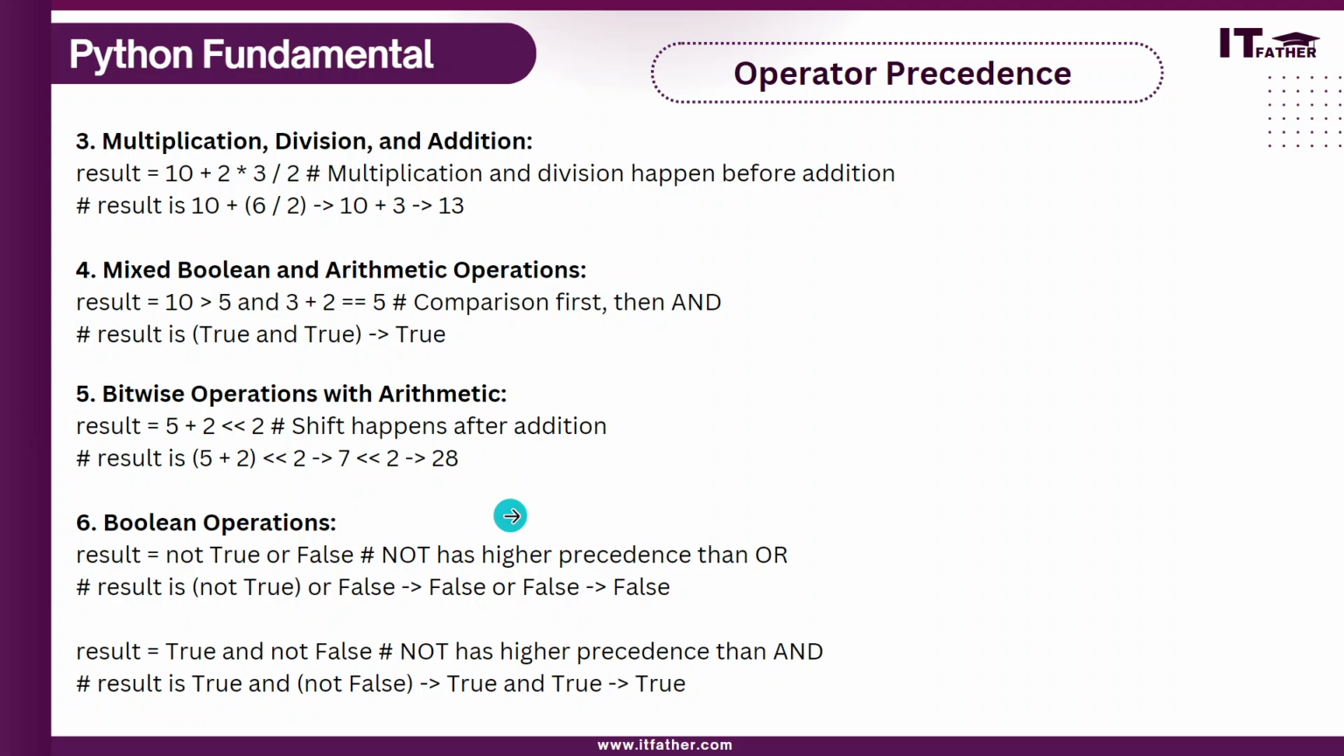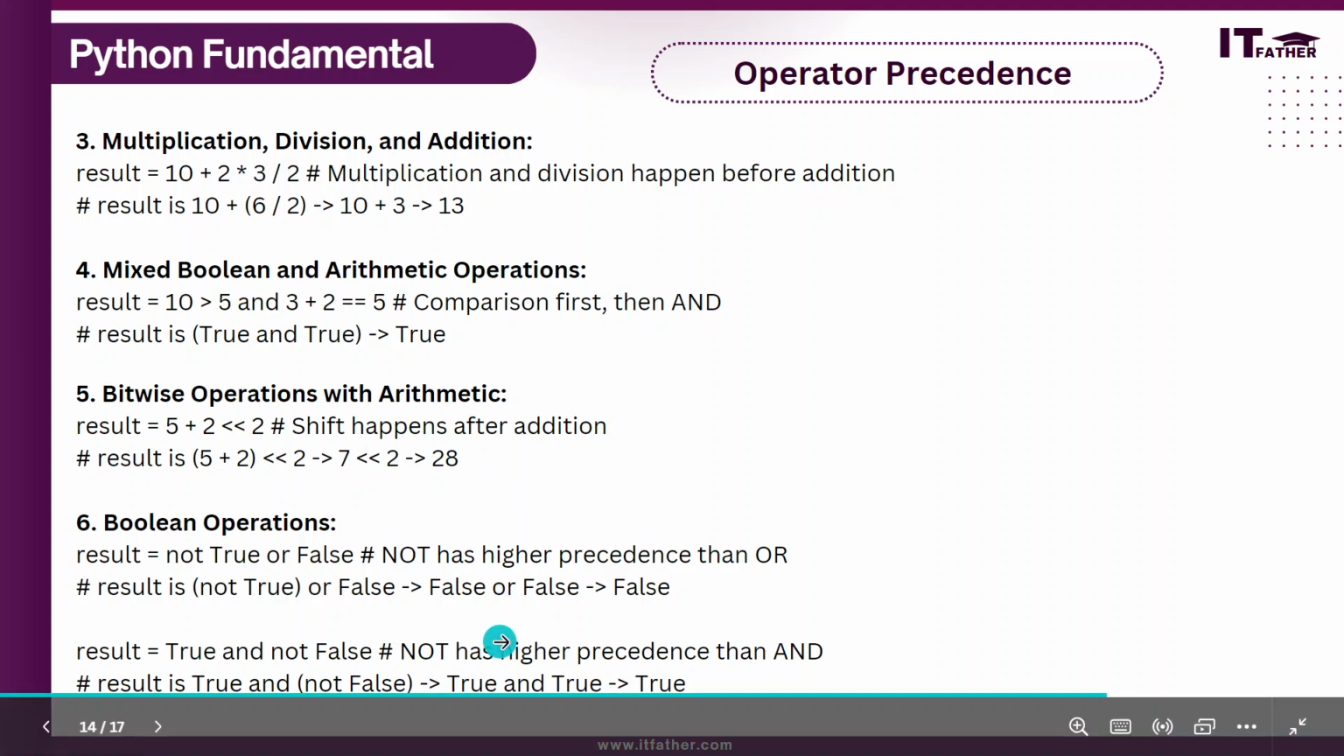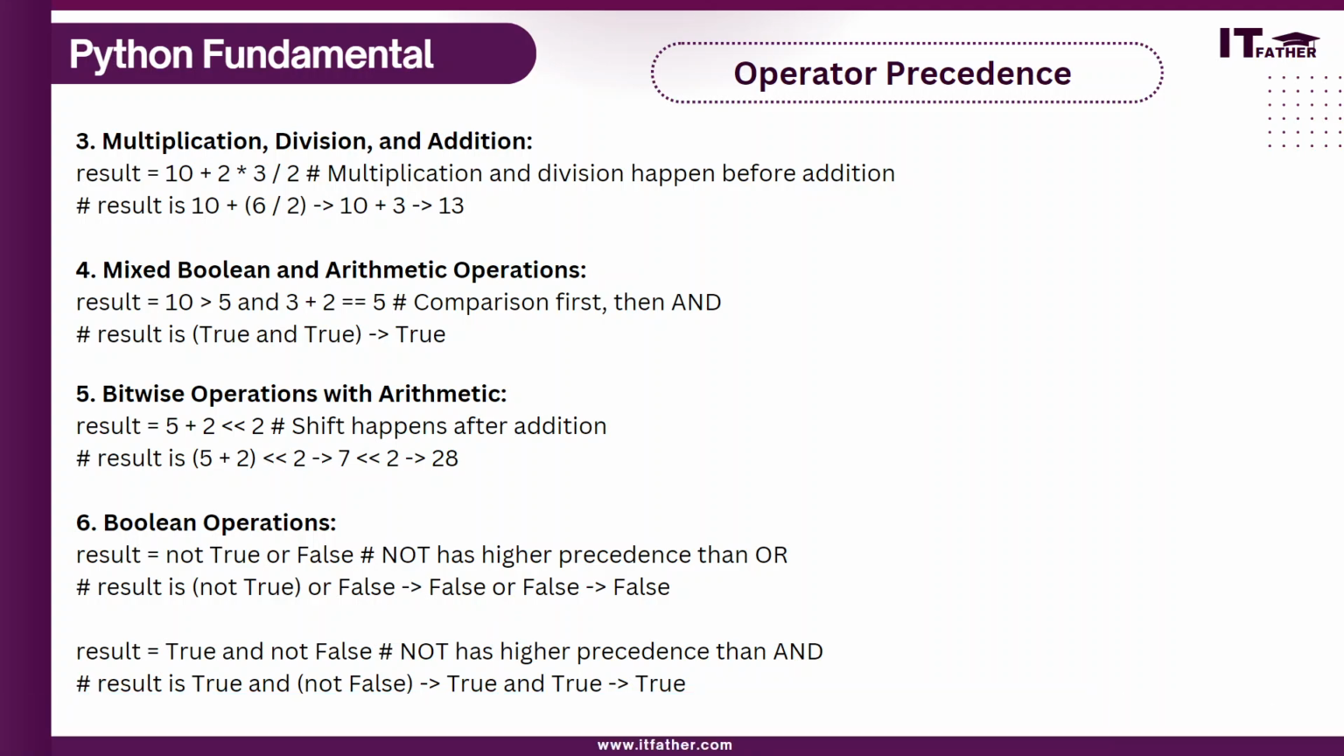In the same way now we have bitwise operations: 5 plus 2 and then bitwise left shift 2. Shift happens after addition, right? First of all addition will take place, then shifting will take place. So 5 plus 2 will be 7, and then 7 shifting 2 places towards the left hand side will be 28.